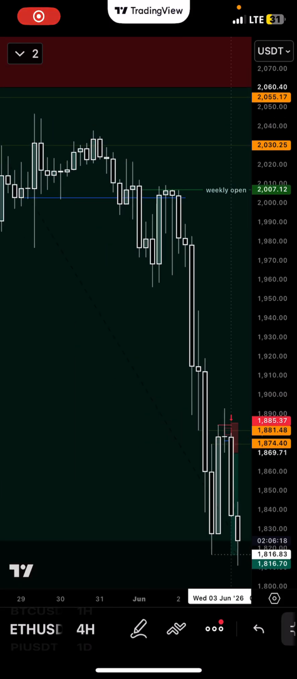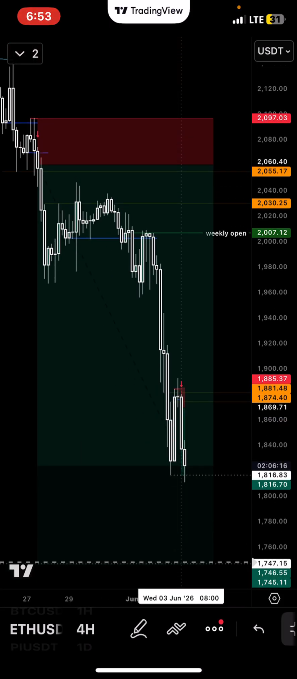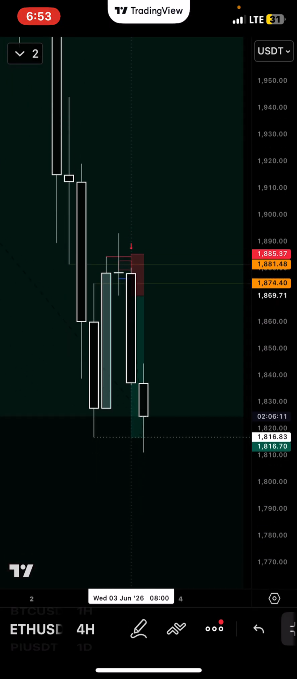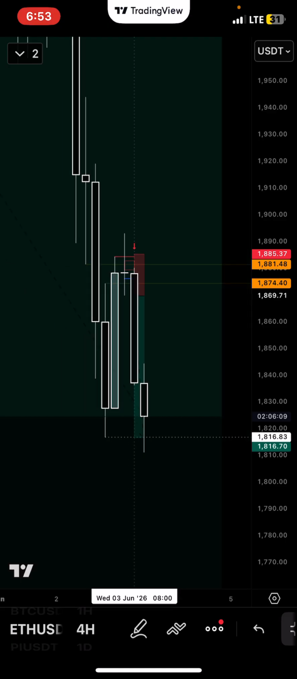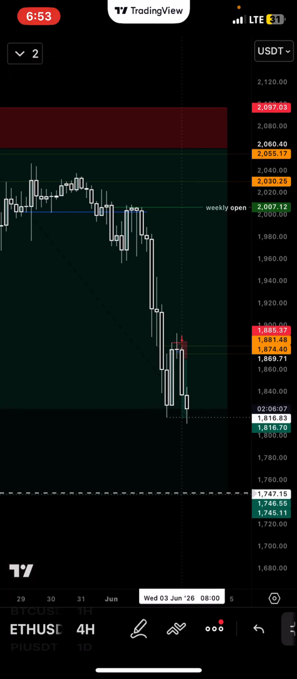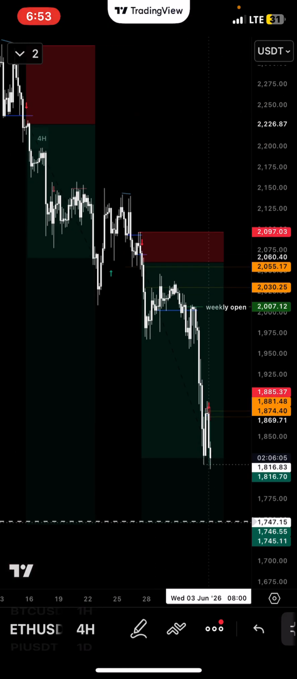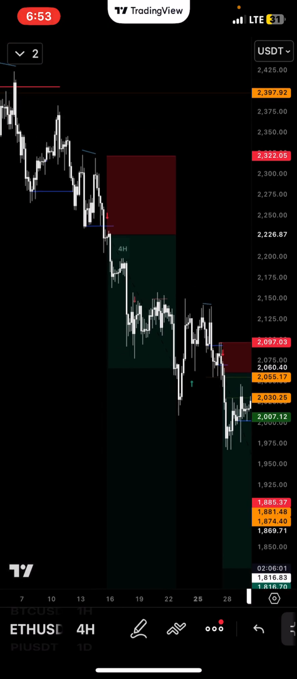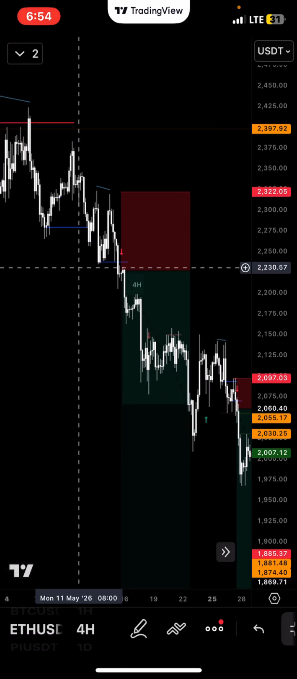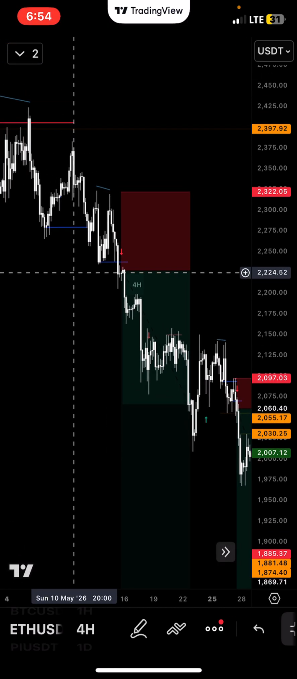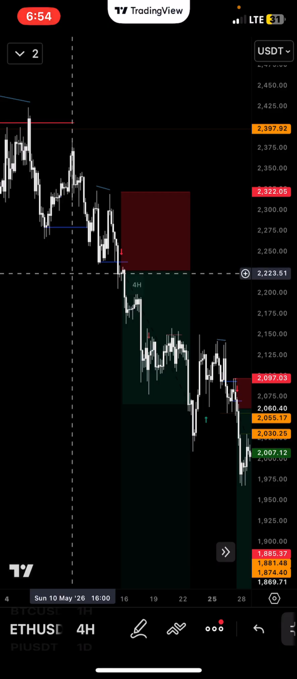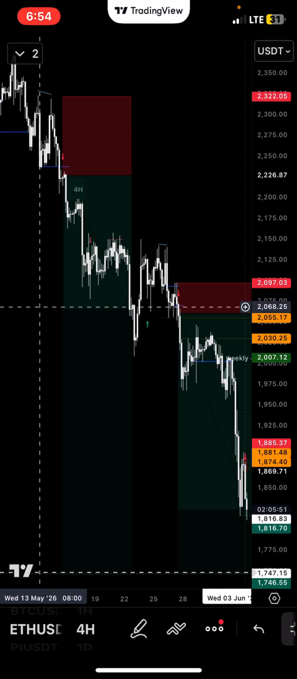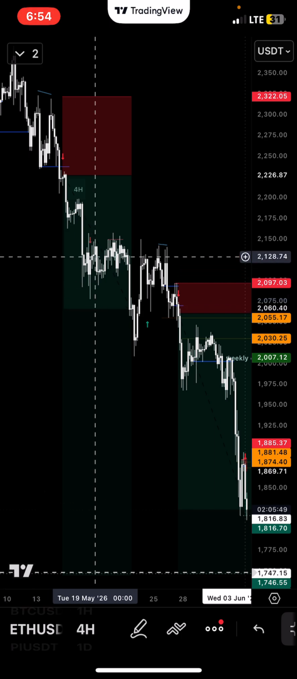So guys, I want to explain how I got into this trade here. I think this is my last entry for this whole trend. We got a sell from here at around $2,200, and then I had more entries.